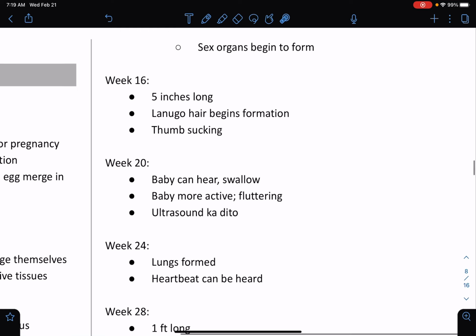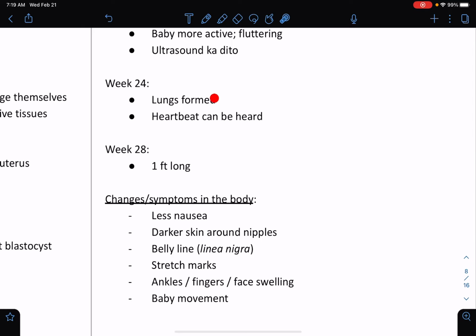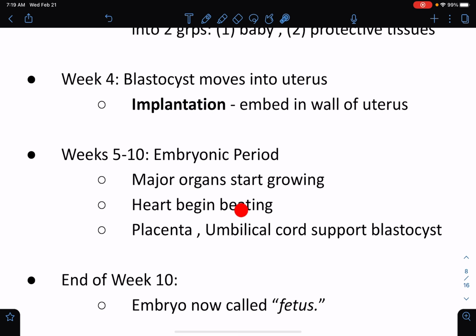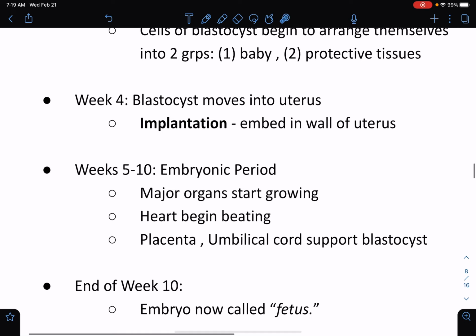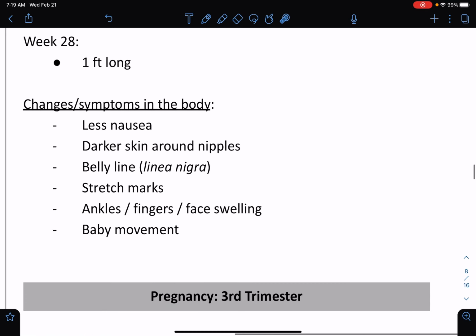Now, let's go to week 20. The baby can hear and swallow. The baby is more active, fluttering. And at this point, at week 20, ultrasound can be performed to determine if you're pregnant or not. Now, for week 24, the lungs are formed, the heartbeat can be heard. How is that different from what I mentioned earlier? The heart begins beating here, but it cannot be heard during the embryonic period. But here, the heartbeat can now be heard. Now, for week 28, the fetus is already 1 foot long.